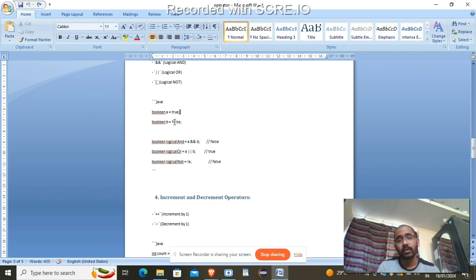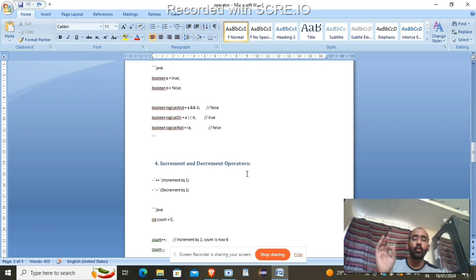If one is true and one is false, the AND operator also shows false. Similarly, if there is true and false with the OR operator, it shows true because one is true. Then for the logical NOT operator, if it is true, it shows false. If it is false, it shows true. So like that it will be happening.